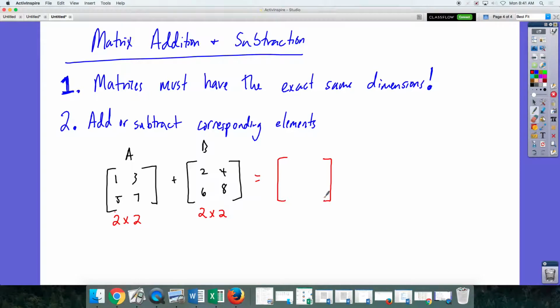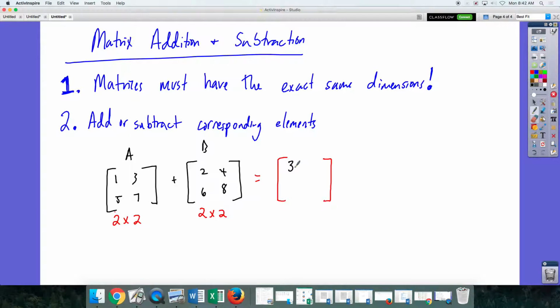Now add the corresponding elements. This is the simplest stuff, okay? It's so simple. I know how y'all like to try to make things more difficult. You can't make this more difficult, okay? You add the first element to the first element. So we're going to do 1 plus 2. 1 plus 2 is 3, right?